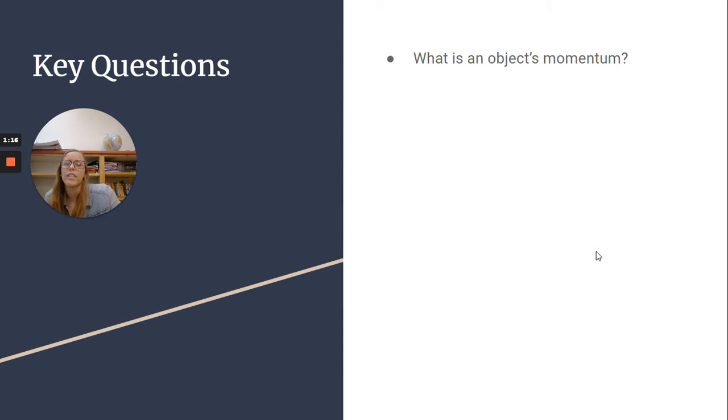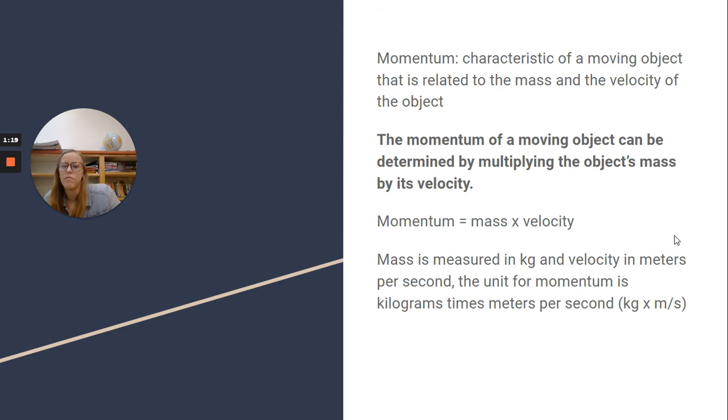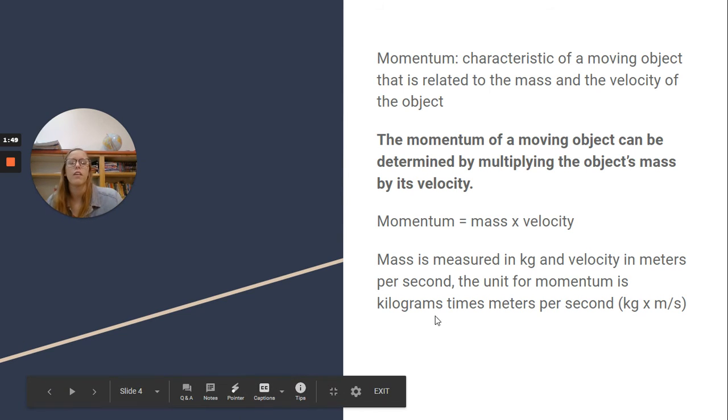For one key question, what is an object's momentum? So momentum is a characteristic of a moving object that is related to the mass and the velocity of the object. So the momentum of a moving object can be determined by multiplying the object's mass by its velocity. So written there for you below, momentum equals mass times velocity. Mass is measured in kilograms and velocity in meters per second. The unit for momentum is kilograms times meters per second.